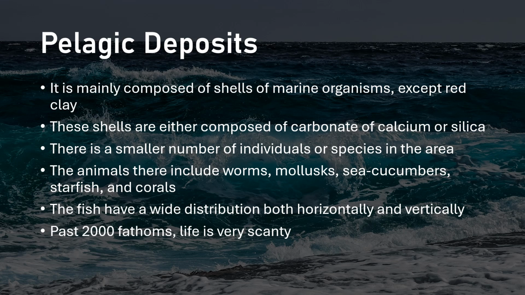Although most of the groups of marine organisms are present, there is no great wealth either in the number of individuals or species. Some animals have certainly been captured on the bottom, and these include worms, mollusks, holothurians, which are sea cucumbers, starfish, and corals.